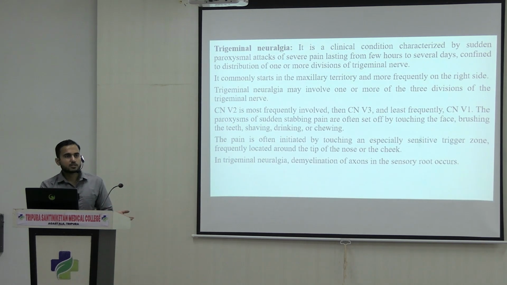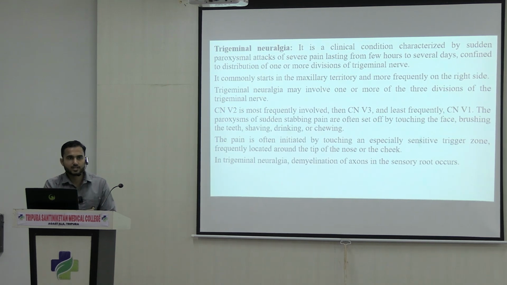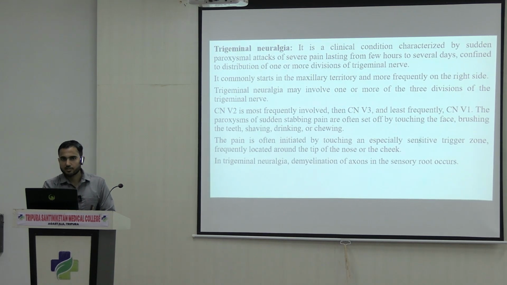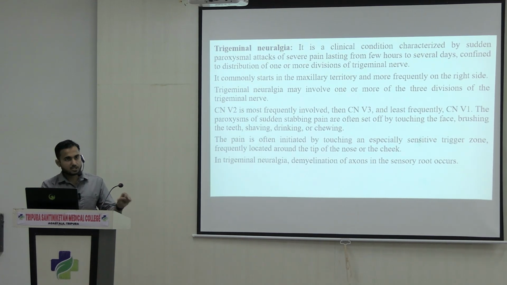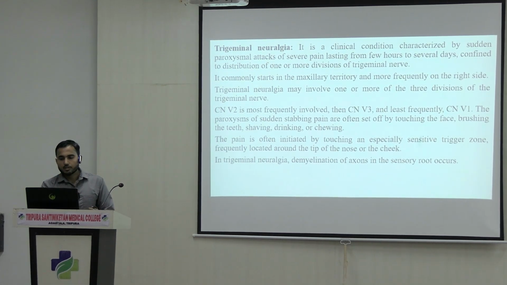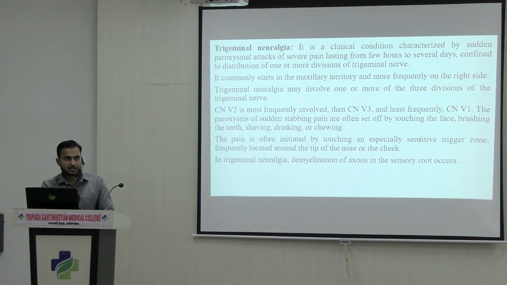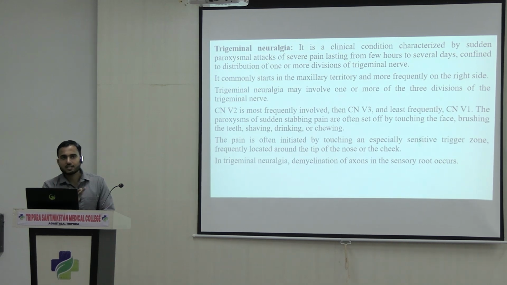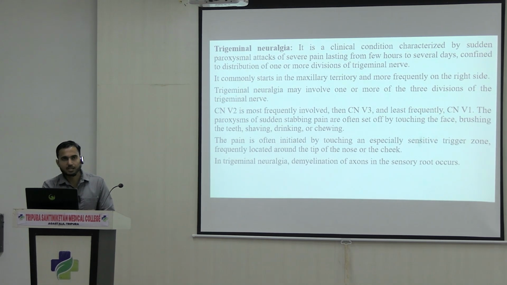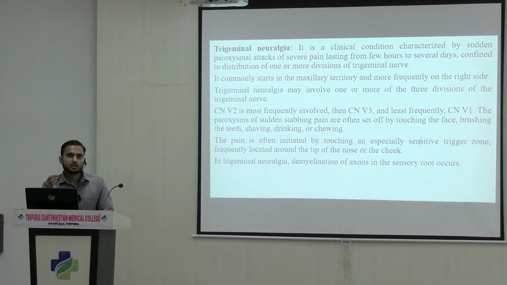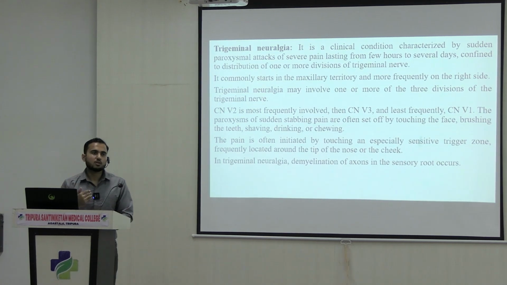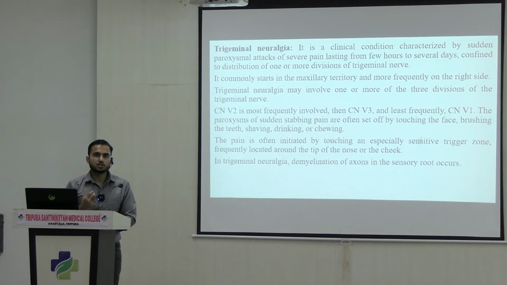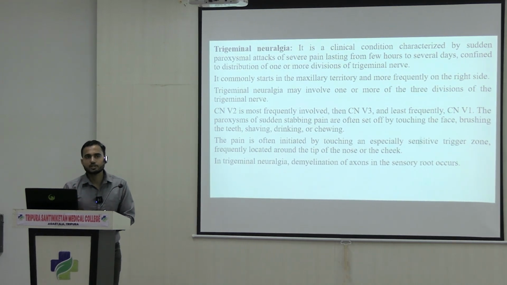So trigeminal neuralgia means damage or irritation to the root of the trigeminal nerve. That's why the pain is felt, and this type of pain is very severe. So it is a clinical condition characterized by sudden paroxysmal attacks of severe pain lasting for a few hours to several days. It is confined to the distribution of one or more divisions of the trigeminal nerve.